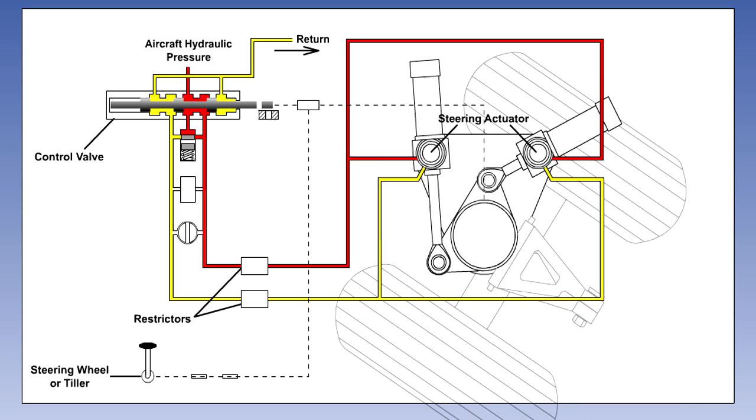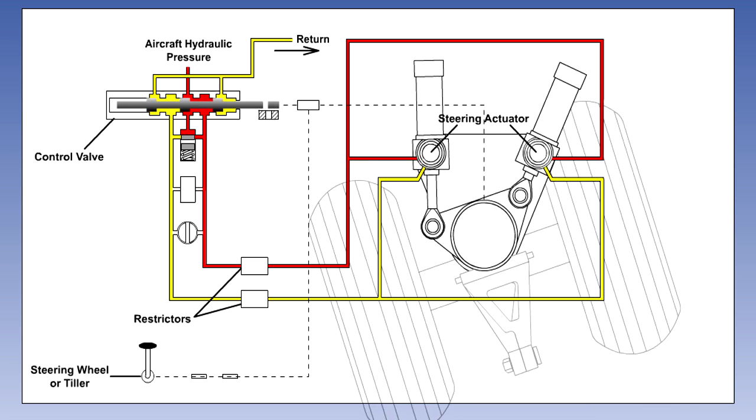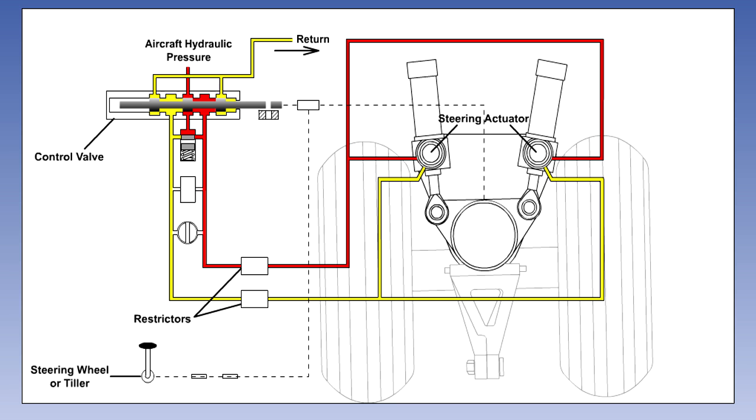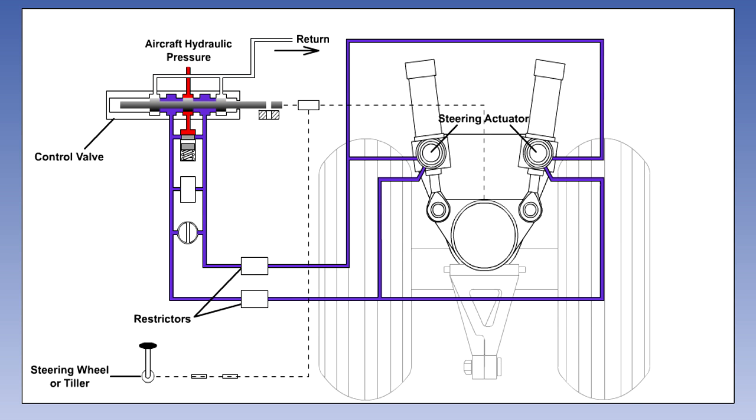When the nose wheel reaches the selected angle, the follow-up linkage will centralize the control valve, shutting off fluid to the actuators.